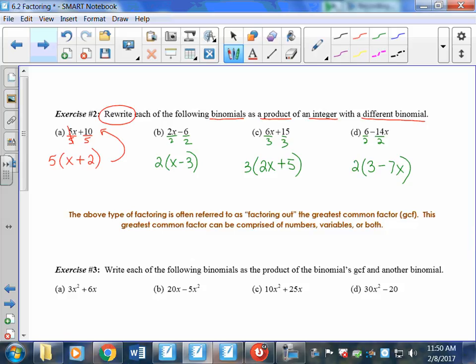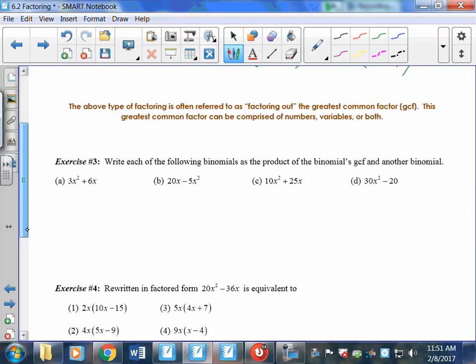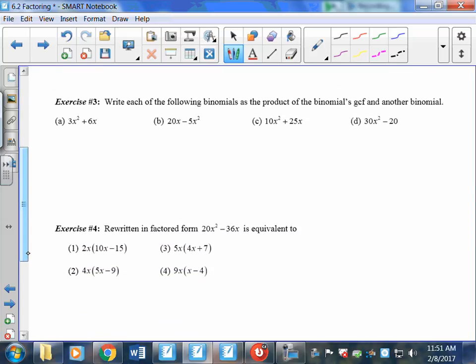Okay, so what we just talked about again is called factorization. All right, so basically when you talk about the greatest common factors, it doesn't always have to just be numbers. It could be variables as well. So let's take a look at exercise 3.